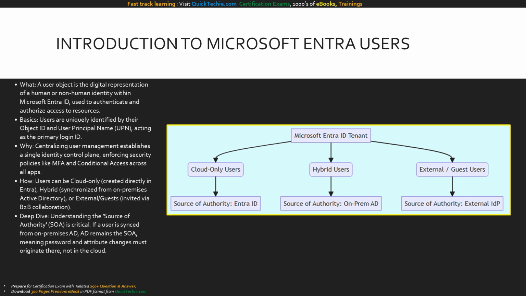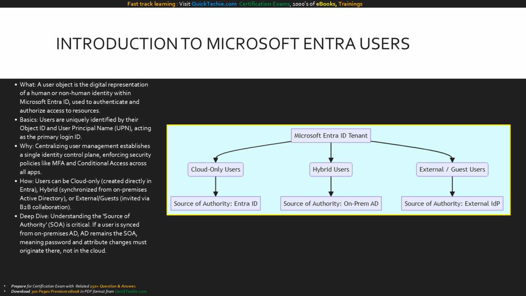How do these users get here? They fall into three buckets: cloud-only users created directly in Entra, hybrid users synchronized from an on-premises Active Directory, and external guests invited for collaboration. As a deep dive, always remember the source of authority. If a user is synced from on-premises, you generally cannot edit their core attributes directly in the cloud. Those changes must happen on-premises.